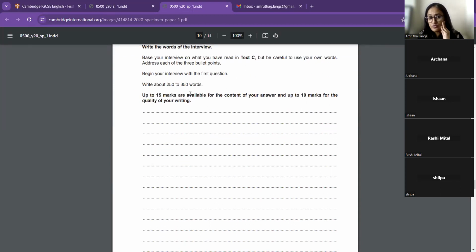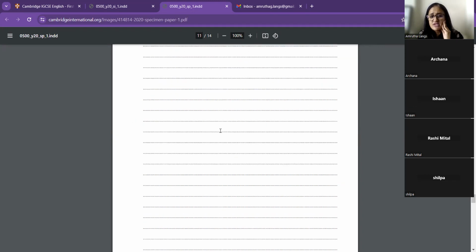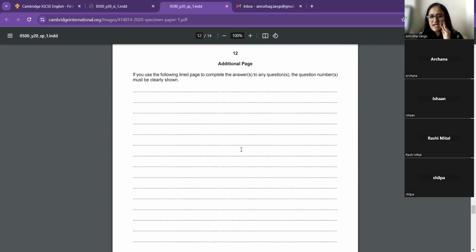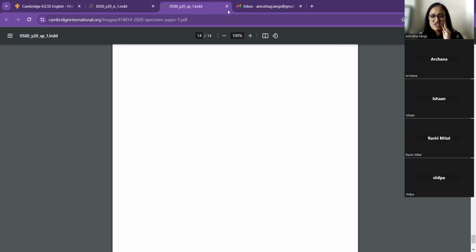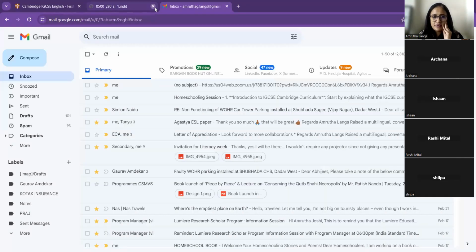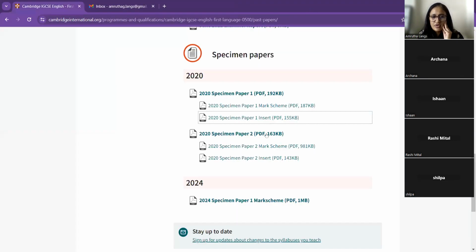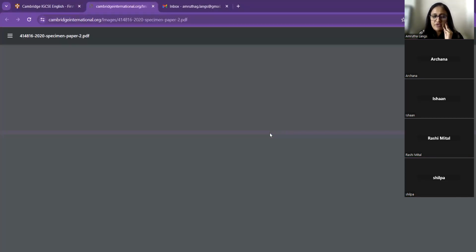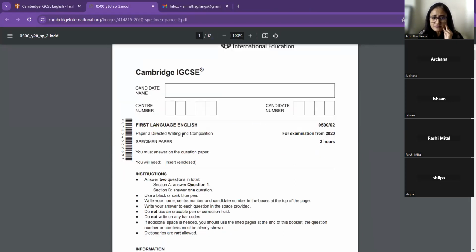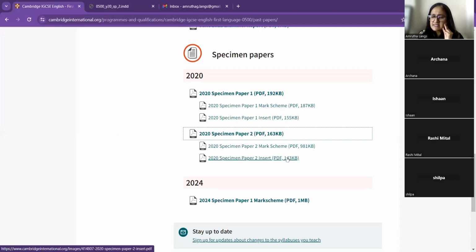Wherein again you have to write 250 to 300 words. So you understand how big the paper is, and this is just one paper. There is one more. So there is paper 1 and then there is paper 2. Paper 2 of Cambridge is again a directed writing and composition paper. Again, it has a separate insert.